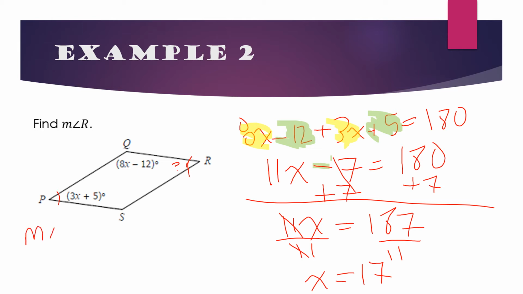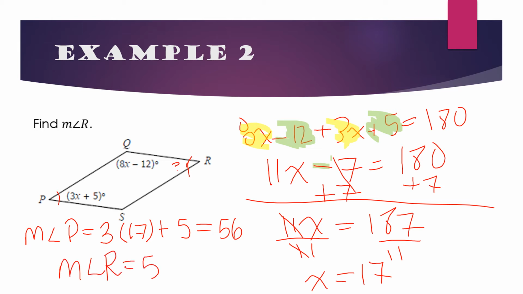So I'm going to take the 17 that I just got, and I'm going to substitute it back in for x, in for angle p. So 3 times 17 is 51, and 51 plus 5 is 56. So that's the measure of angle p. So the measure of angle r will also be 56 degrees because opposite angles are congruent.